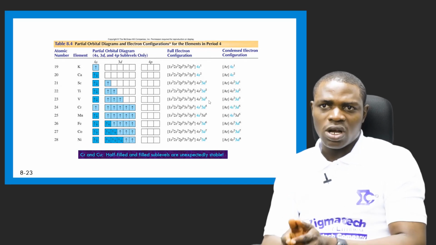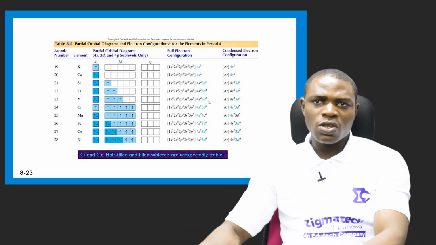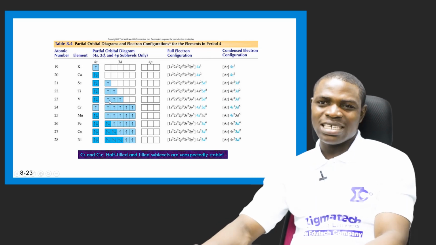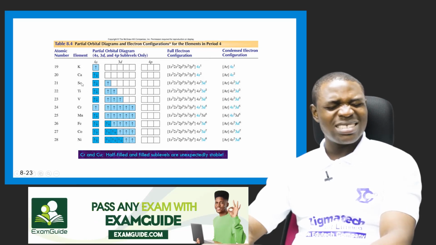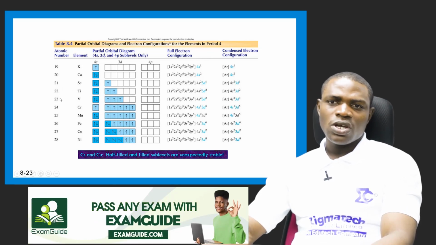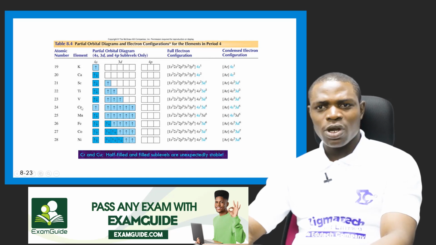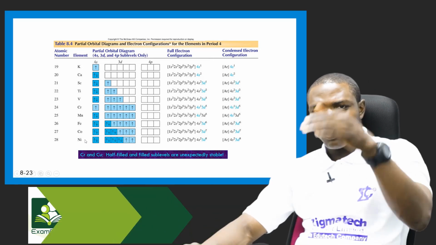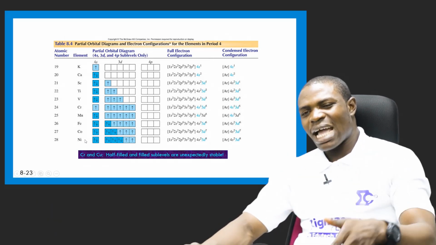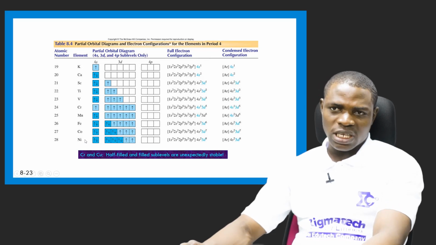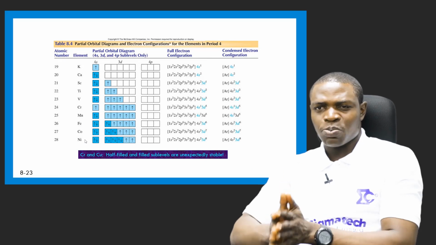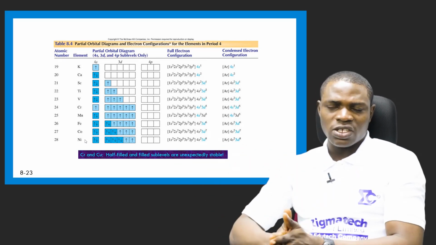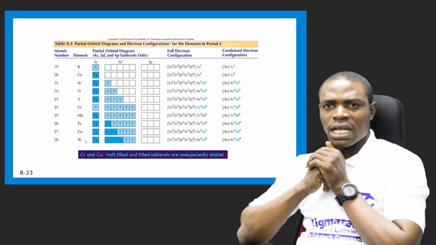So how does this work? Let me show you how it works. Now, atomic number 19 is for potassium, 20 is for calcium, 21 for scandium, 22 for titanium, 23 for vanadium, 24 for chromium, 25 for manganese, 26 for iron, 27 for cobalt, 28 for nickel. And if you go further, you will see that we have 29 for copper and 30 for zinc. But let's just limit the scope of our explanation to elements 19 to 28 in the periodic table.